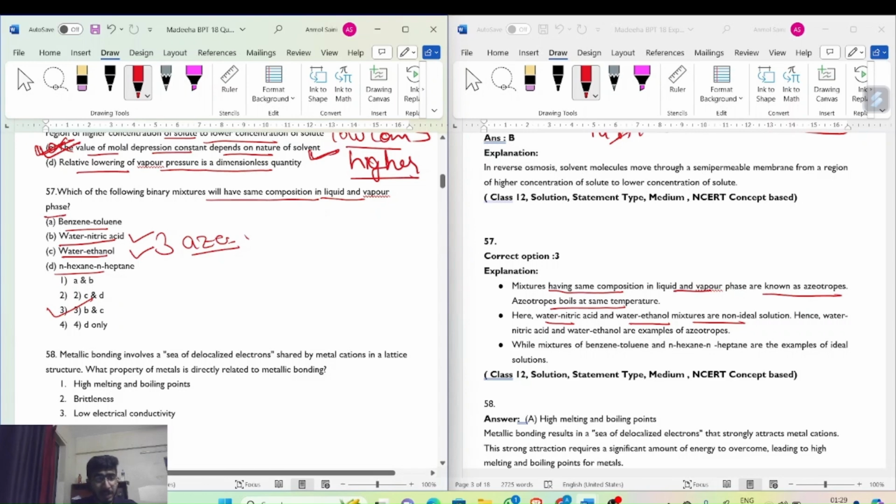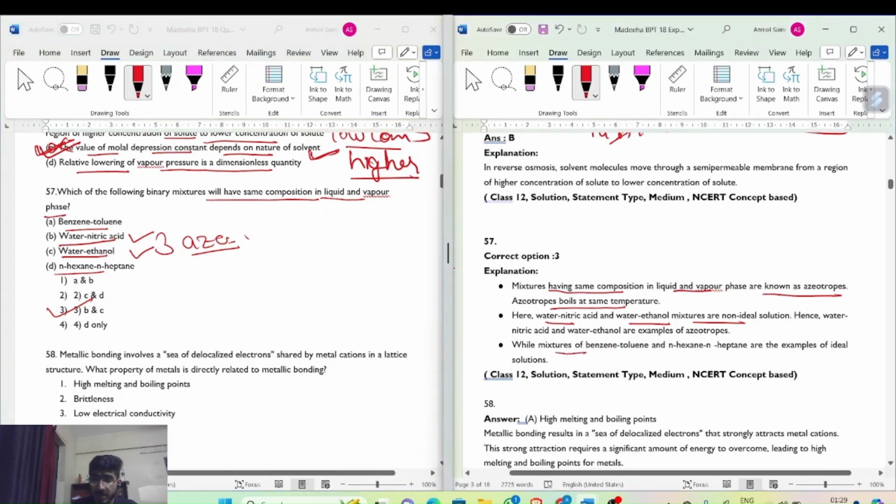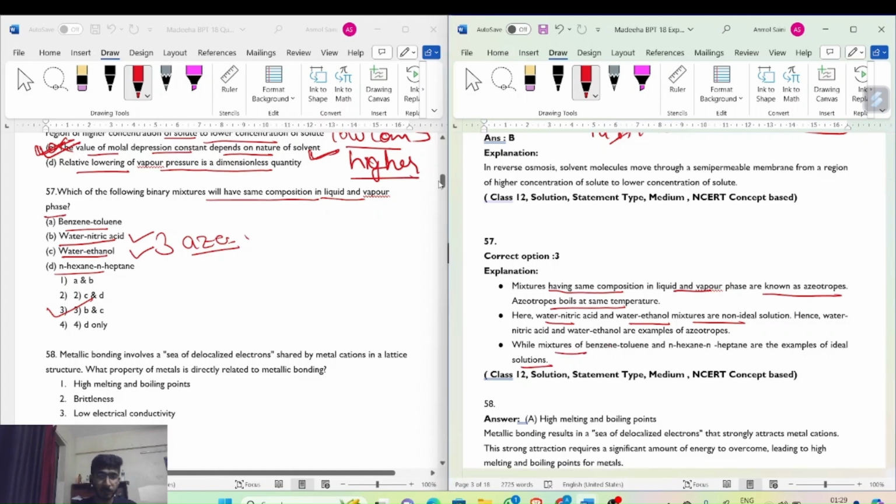And benzene, toluene, and N-hexane and N-heptane are ideal solutions. That means they are not azeotropes, so they can't have the same composition in liquid and vapor phase.